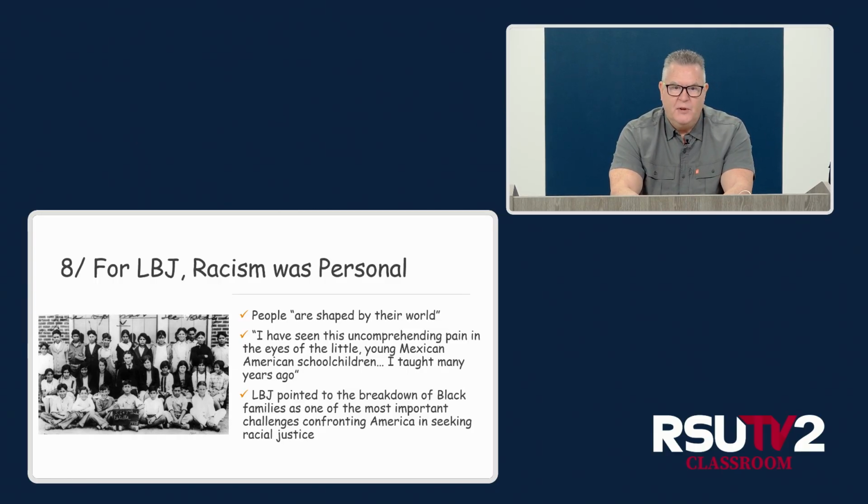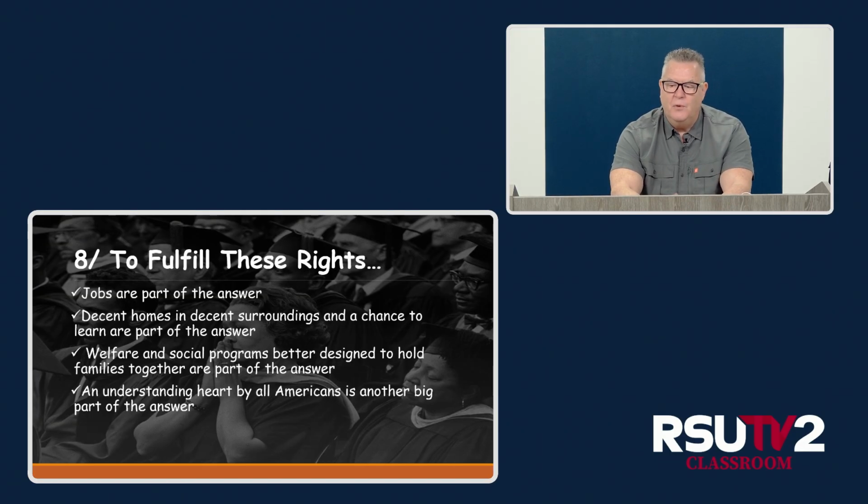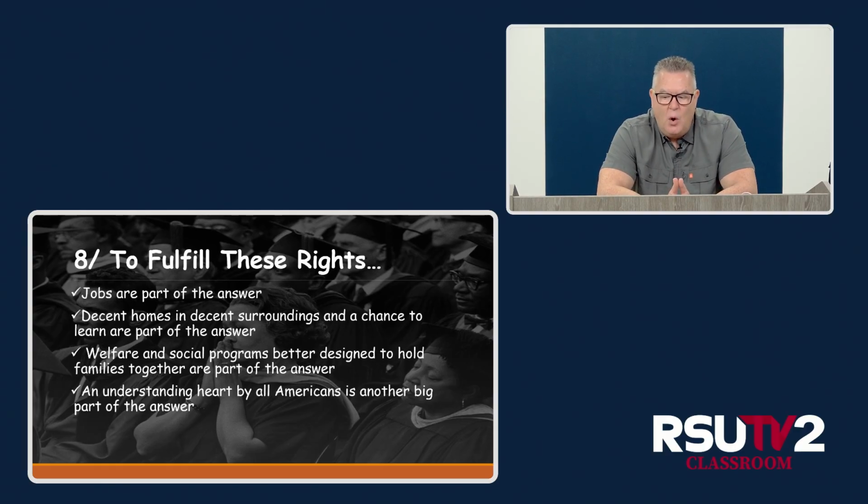And so he is making the argument that in order to fulfill these rights, in order to provide equal opportunity, jobs are going to be part of the answer. Decent homes and decent surroundings and a chance to learn are going to be a part of the answer. Welfare and social programs better designed to hold families together are a part of the answer. But also an understanding heart in all Americans is another big part of the question. And that ultimately is where liberalism foundered on the shoals of bigotry, if you will.